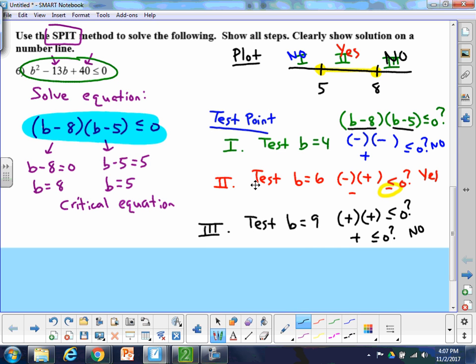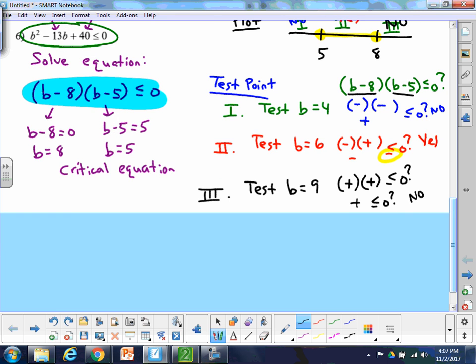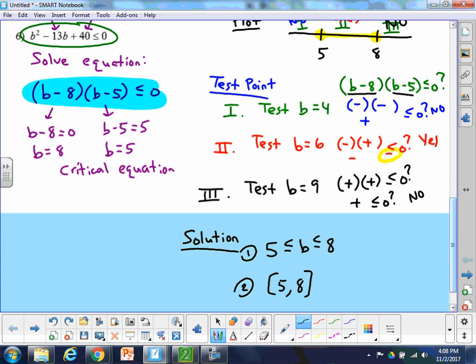So our solution, if we want to write it a couple different ways, we have the number line where we shaded the region. You could write it as an inequality saying 5 is less than or equal to b, less than or equal to 8. That'd be in inequality notation. Or you could write it in interval notation using the square brackets, saying any number between 5 and 8. Okay, so that's that. And that is a review on factoring and using factoring to solve equations and inequalities.